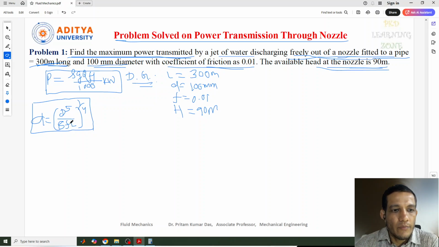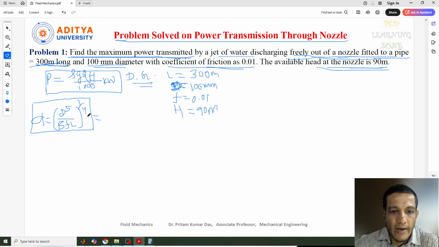From this we can find out the diameter of the nozzle. So first let's find out the diameter. Here, take this one as capital D, otherwise you'll be confused. This is the diameter of the pipe, capital D, and this is the diameter of the nozzle, that is small d.